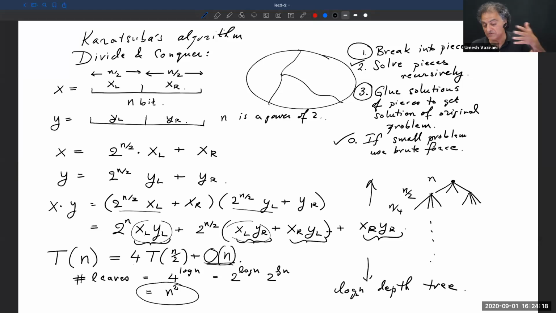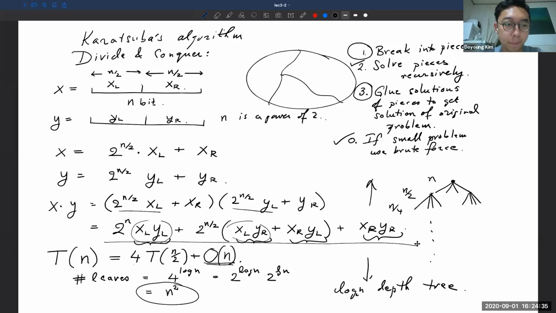Then we have to glue all the solutions back together. So how do we glue them together? Well, we have to follow this formula. This allows us to glue these solutions back together. And that gluing process takes us order n time. Is this clear? Okay. Thank you. Any more questions?